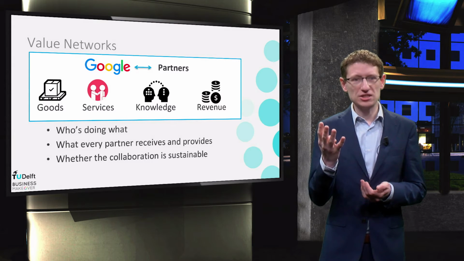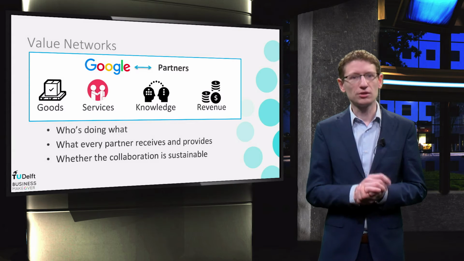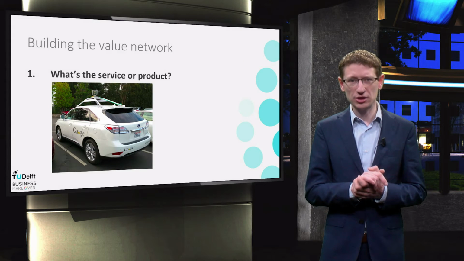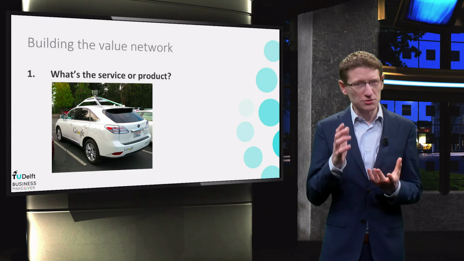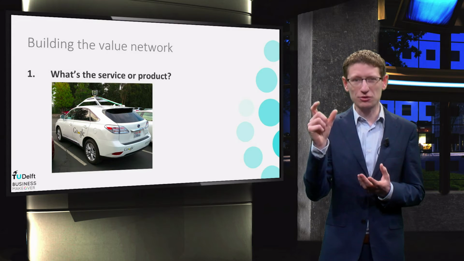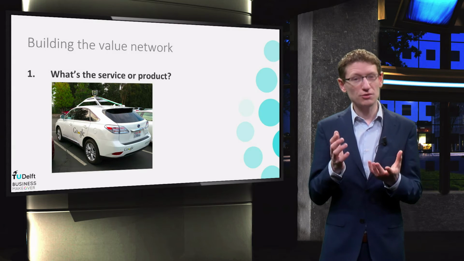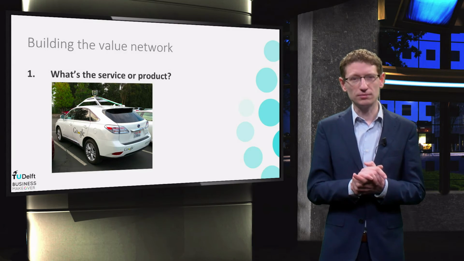There are 4 basic steps in defining your value network. First, we need to know what service or product we're making the value network for. That's because a value network is always made specific for one offering in the business model. In our example, the service or product is the Google car.